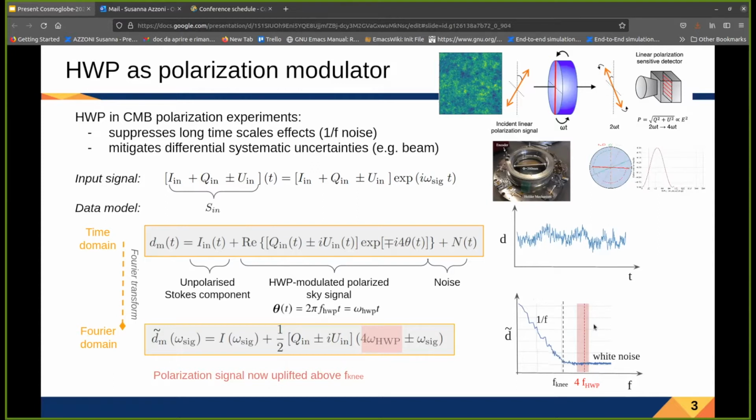And so in other words, this polarized signal is now in a white noise dominated frequency regime. And so we use a frequency of the half-wave plate that is large enough such that the polarized sky signals are up-converted to frequencies above the 1/f noise. And so this is one of the main reasons why we use a half-wave plate: to deal with this 1/f noise, so large long time scale effects, and also to mitigate some differential systematic uncertainties like the ones related to beams and bandpasses.